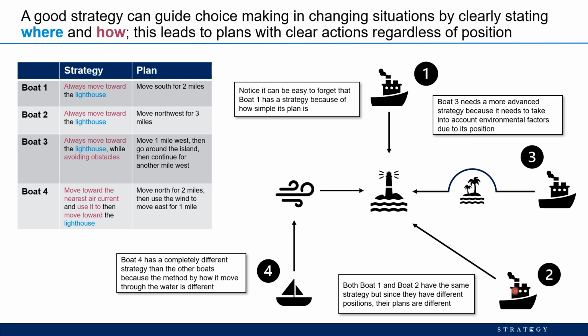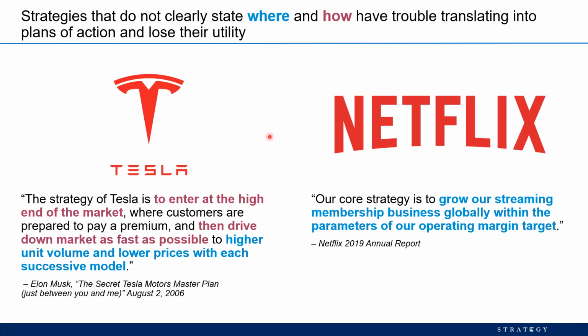So I hope that gives you an abstract overview of really what strategy is and how it differs from a plan. Believe it or not, a lot of businesses make the mistake of making a plan and calling it a strategy. Here is an example of that. This is a more real application of what a good strategy is and what is not a good strategy. Remember that strategies should clearly state where and how so they can translate into plans, else they lose their utility. I'm going to read off both the strategies of Tesla and Netflix, and then I want you to think about which one is a good strategy and why.